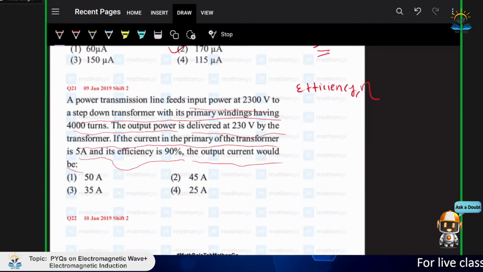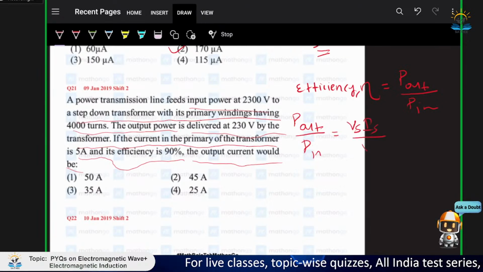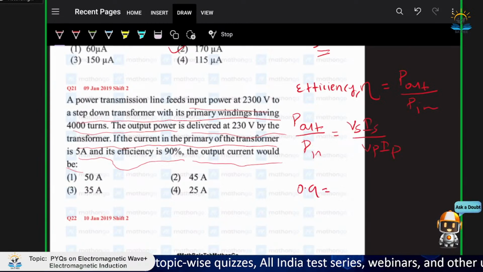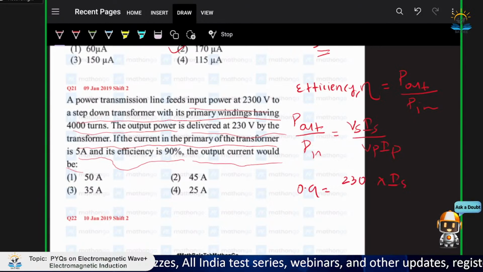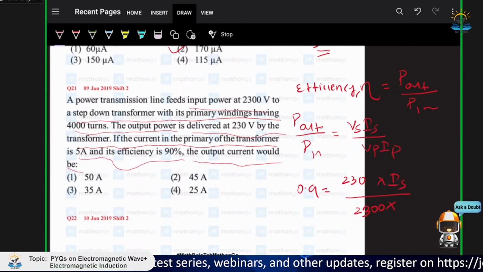We know that efficiency eta is output power divided by input power. So I can write output power by input power as VSIS divided by VPIP, correct. So efficiency is given as 90%, so 0.9 will be equal to 230 into IS divided by 2300 into 5, correct.